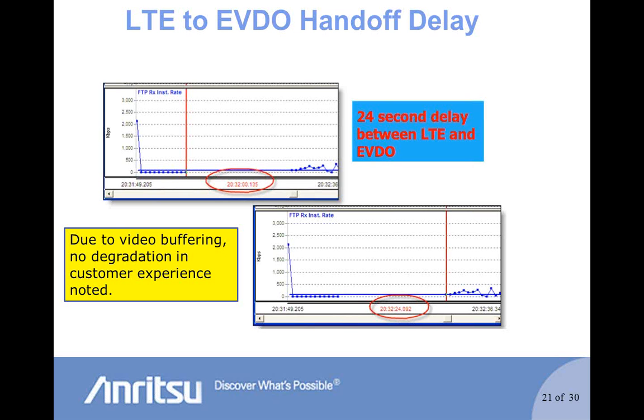And I think obviously a follow-up that you would want to do in your testing process would be to look at unbuffered or real-time applications that would clearly show any kind of degradation during that handoff process. But in this case, really that handoff process took 24 seconds. So in a real-time application, what does that mean to the customer? Next slide.